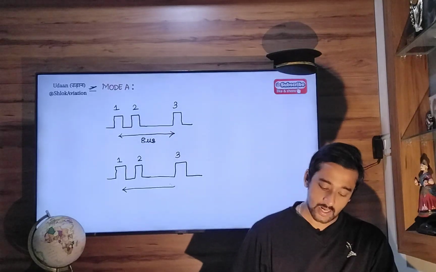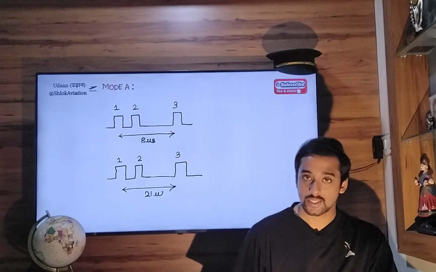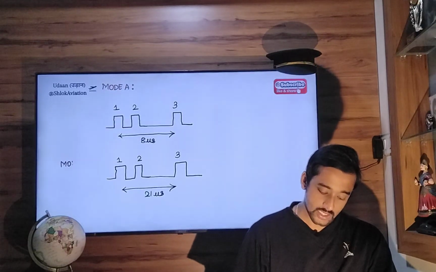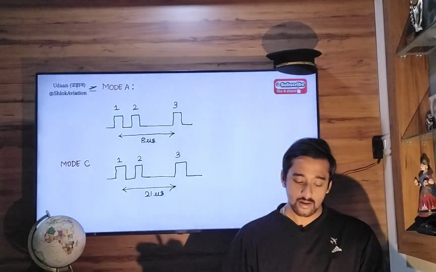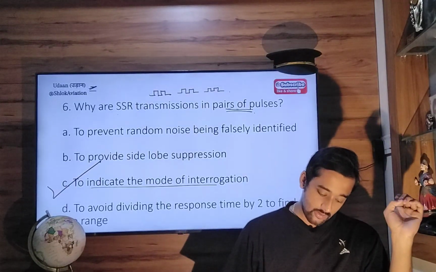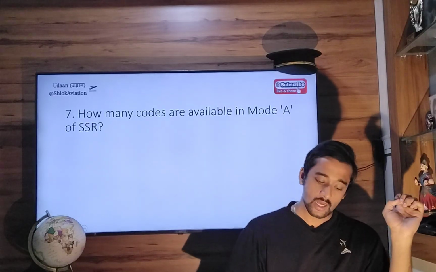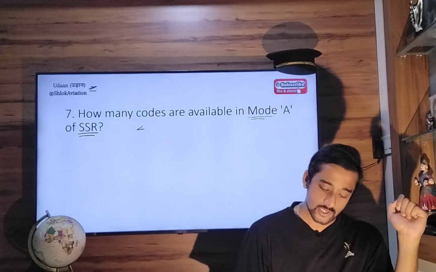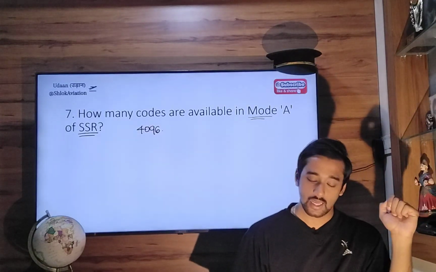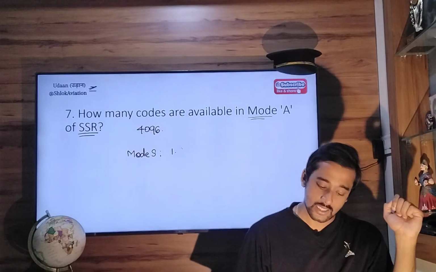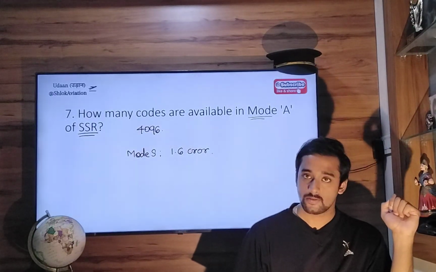So they are separated by 21 microseconds. This is how you differentiate between mode A and mode C, by the distance between the pair of pulses. Next, 7. How many codes are available in mode A SSR? So simple, 4096 codes. In case of mode S, available codes are 1.6 crore, or 16 million.